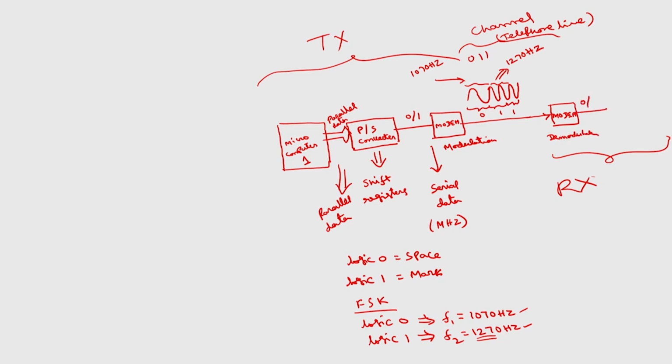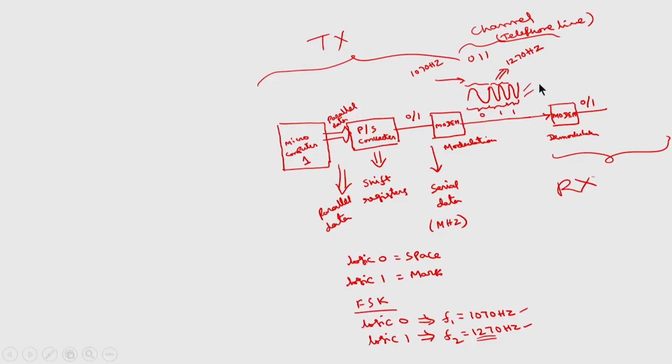What will be the output of the modem? Ones and zeros. The input is these audio tones, and the output will be 0s and 1s. Then this will be connected to a serial to parallel converter. This parallel data will be given to the second microcomputer.